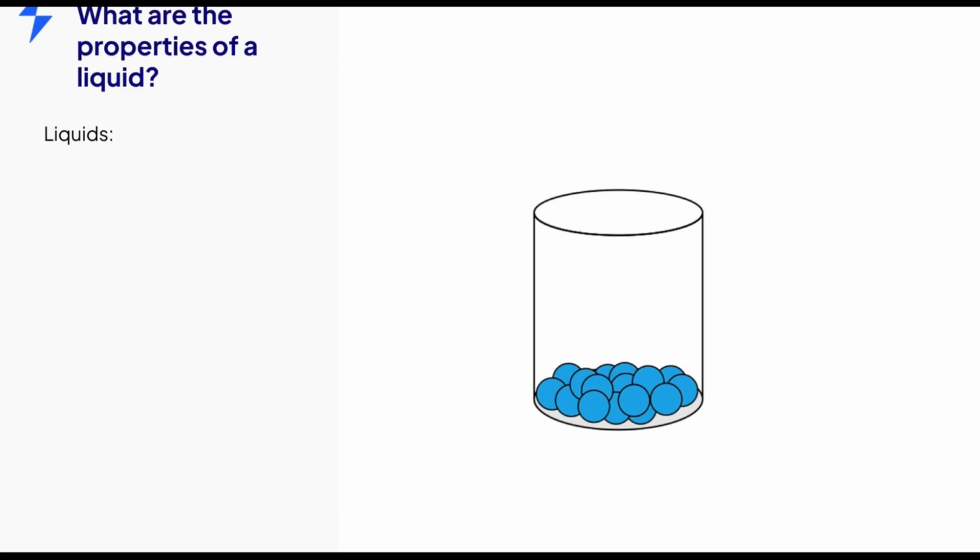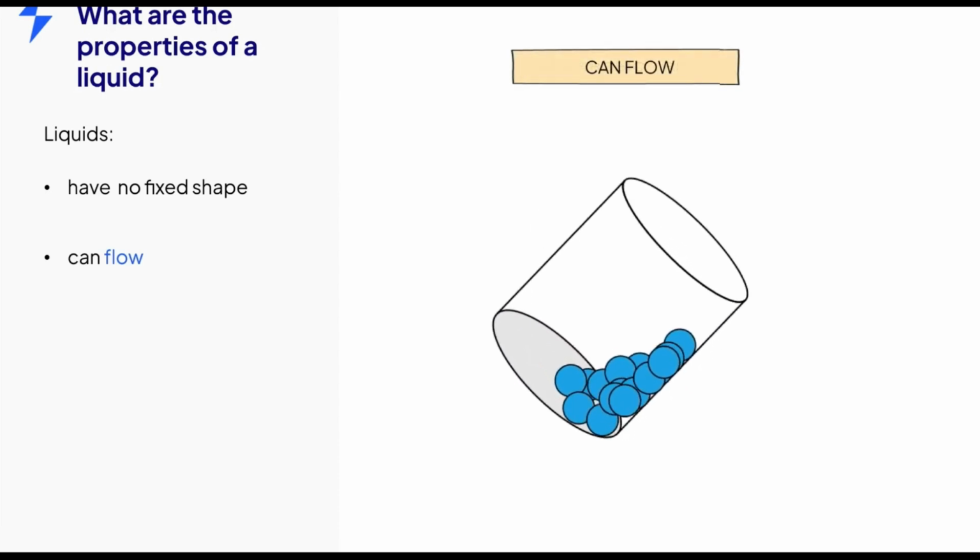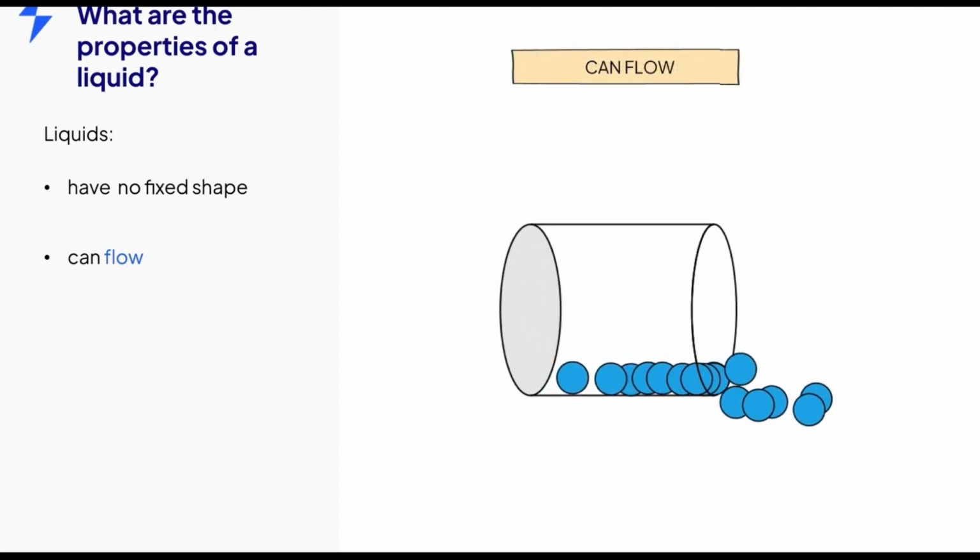The particles in a liquid are also close together, so like a solid, a liquid is hard to compress. Because the particles in a liquid are able to move over each other, liquids do not have a fixed shape, so they can flow and take the shape of their container. They do, however, have a fixed volume.